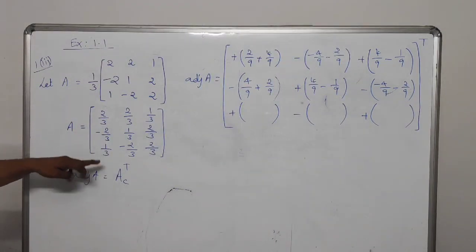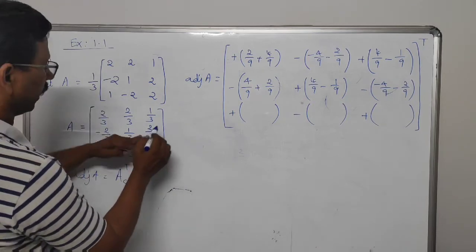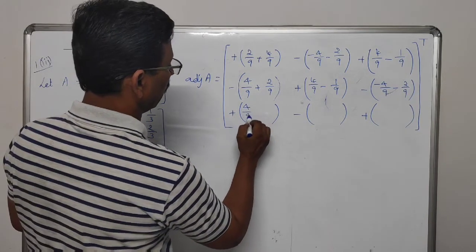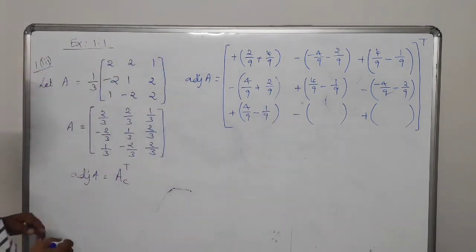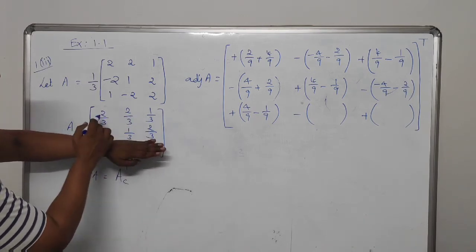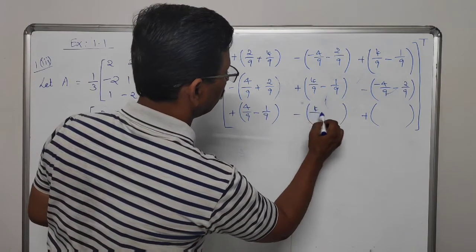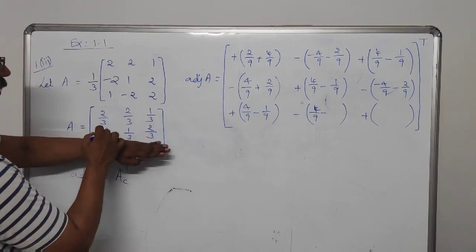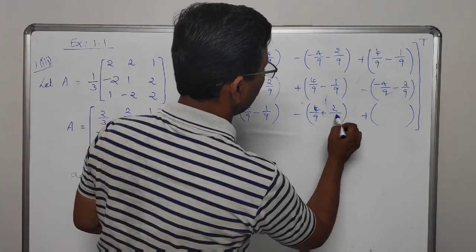Then for this element, leaving the third row and first column, we can get these four elements: 4 by 9, 4 by 9 minus 1 by 9, 1 by 9. Then we can go for the second element again. Leave this row and this column. We can get these four elements, 4 by 9, 4 by 9, minus of this product 2 minus 2 by 9, minus of minus 2 plus 2 by 9 you can get.